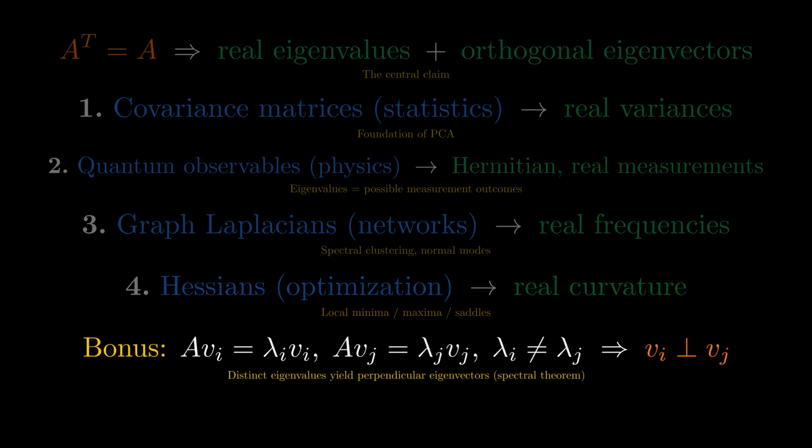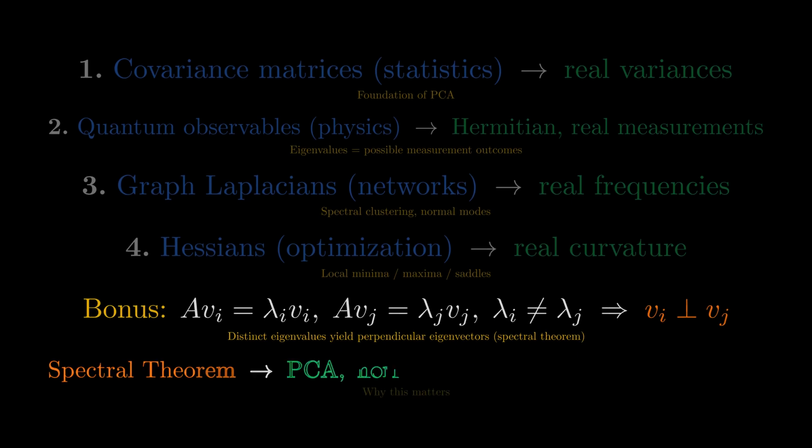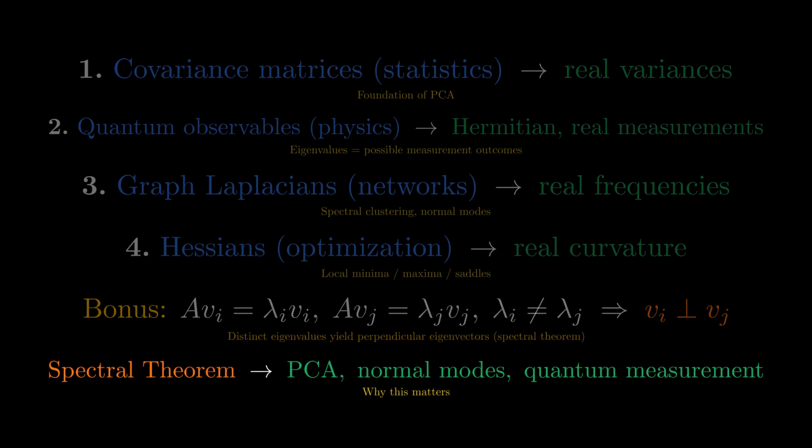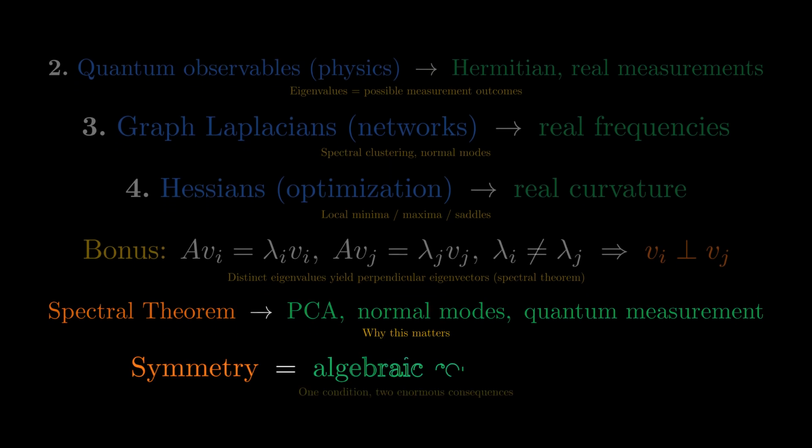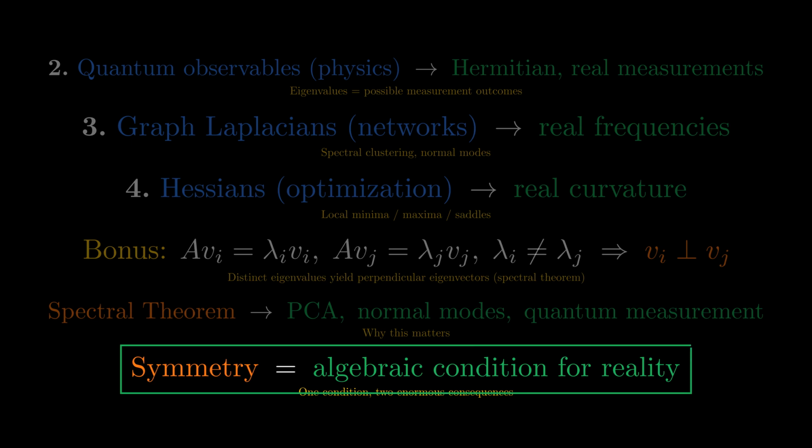And there's a bonus we didn't prove. Eigenvectors of a symmetric matrix corresponding to distinct eigenvalues are automatically orthogonal. So a symmetric matrix doesn't just give you real eigenvalues, it gives you a perpendicular set of axes along which the matrix simply scales. That's the spectral theorem, and it's the foundation of principal component analysis, normal mode analysis, and quantum measurement. The takeaway: symmetry isn't just aesthetic tidiness.